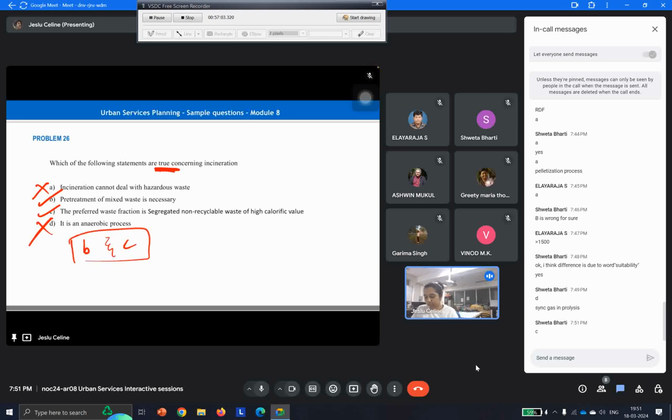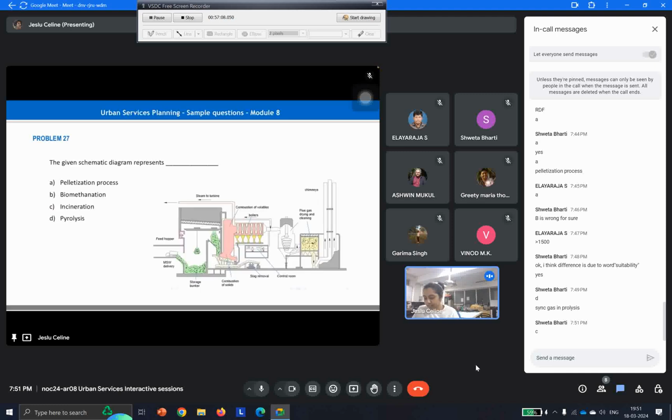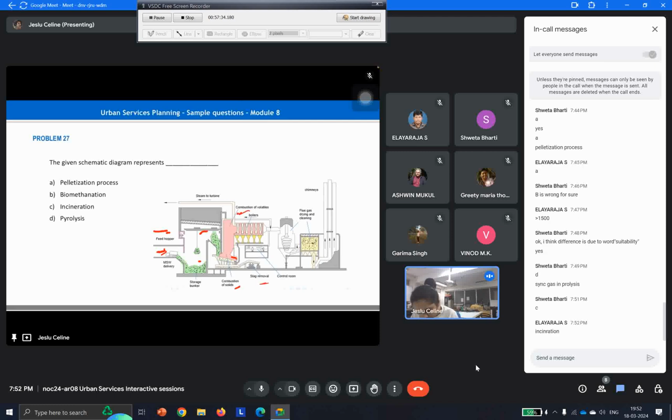Right, let's go to the next question. The given schematic represents which of the following? A. Pelletization, B. Biomethanation, C. Incineration, and D. Pyrolysis. So let's look. We have the delivery happening over here, and then a feed hopper, and it goes this way and slowly enters. The combustion of solids is happening over here. Slag is removed. Combustion of volatiles is happening over here. So we have certain boilers in this region.